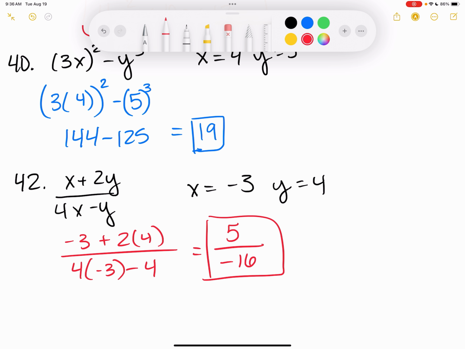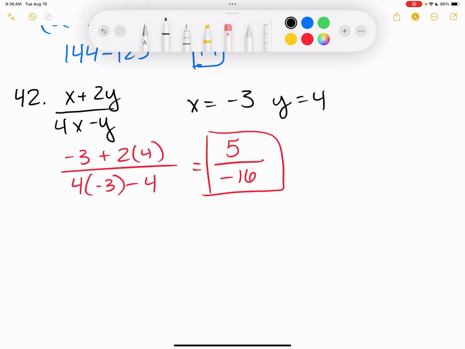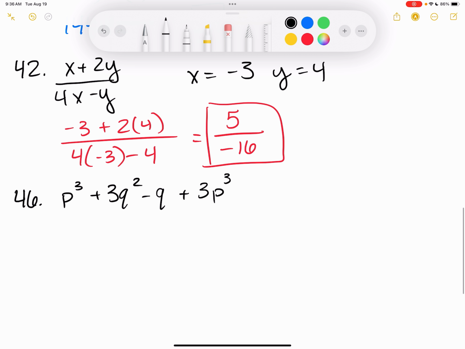All right, back to simplifying for our last couple of problems. p cubed plus 3q squared minus q plus 3p cubed. There's so many cubes. Is that a q? Yes, the two middle letters are q's. I don't know why I thought it was a p. It's literally backwards.